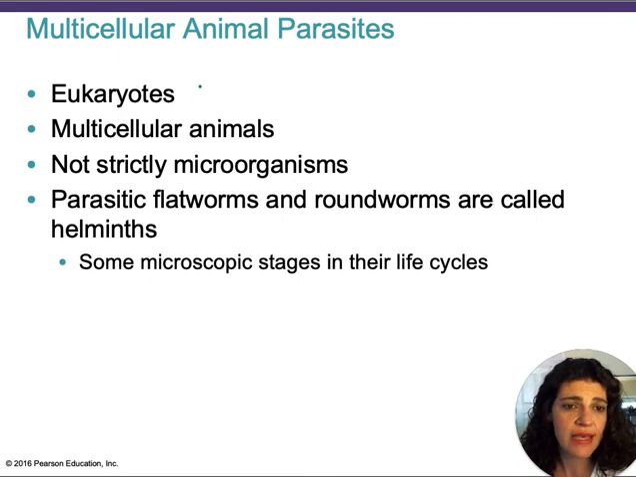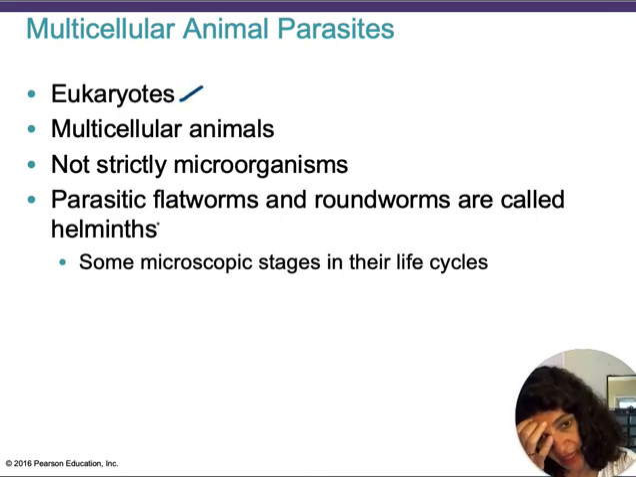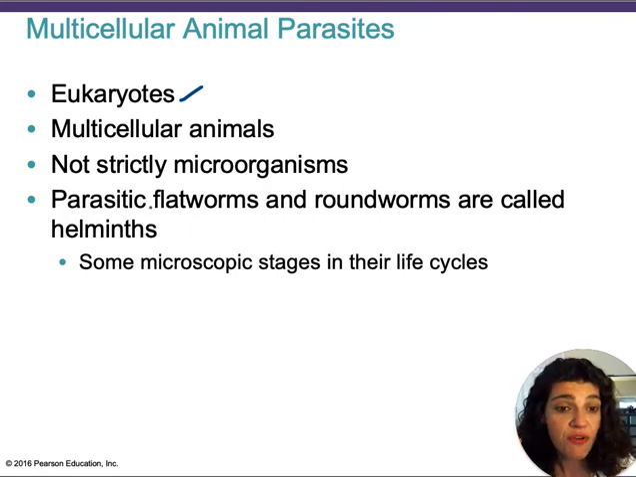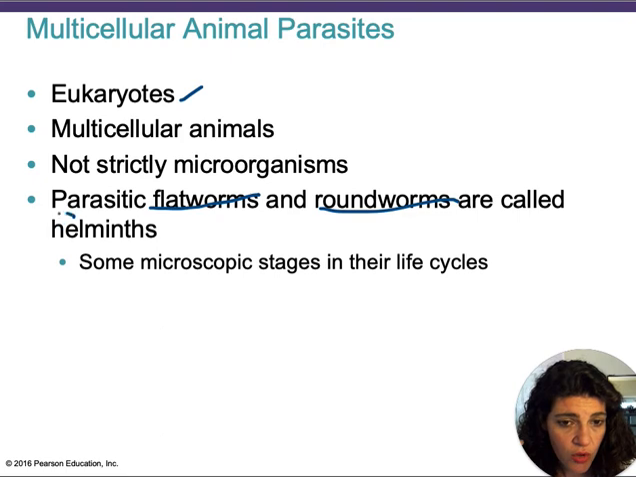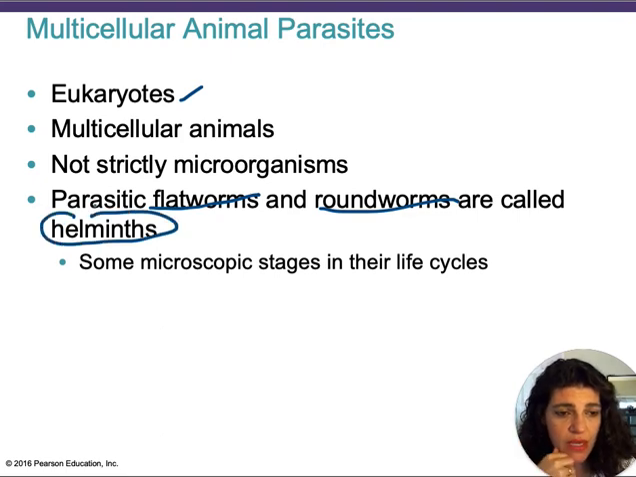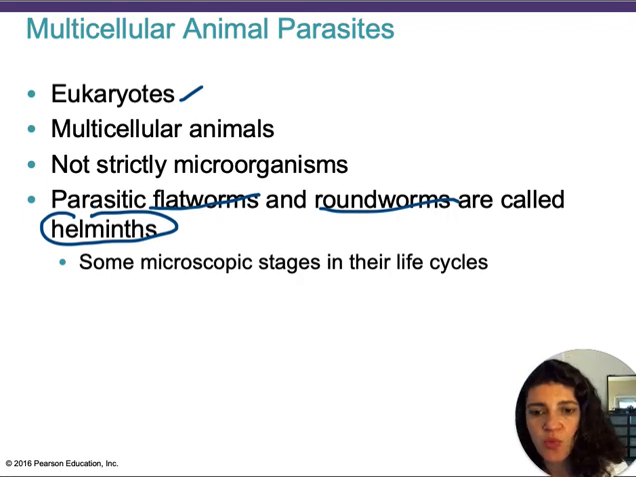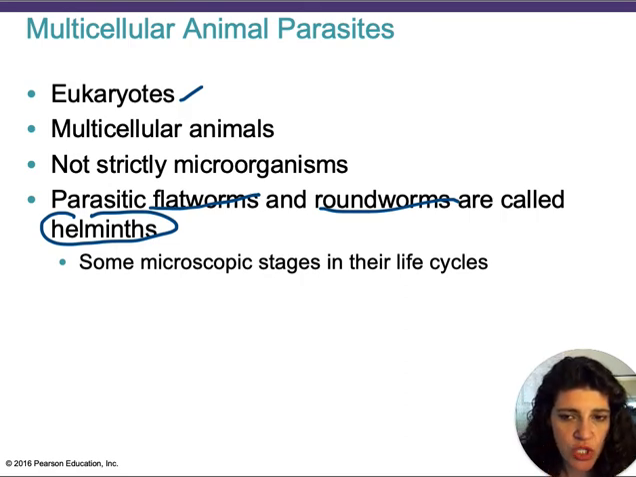The multicellular parasites are also eukaryotes, and they're the parasitic flatworms and roundworms. These are all called helminths. Some of their life stages are microscopic, that's why we study them here. Okay, last thing I want to show you, and then I'm going to stop here and record a new video to talk about Pasteur.